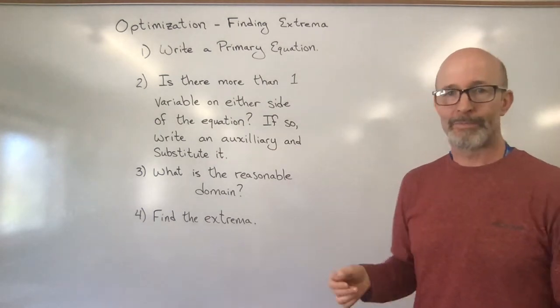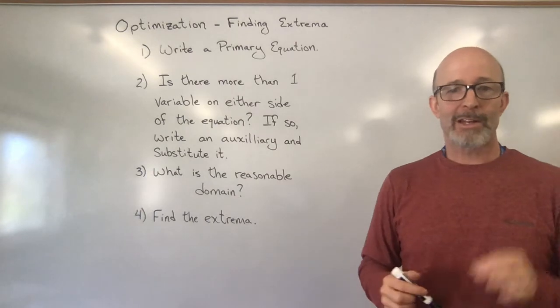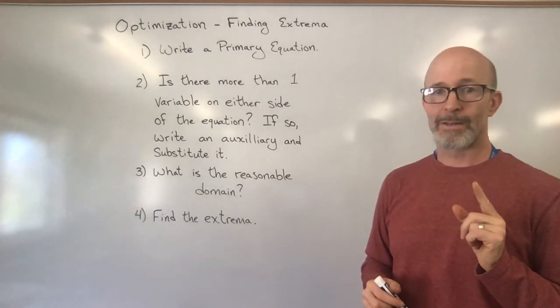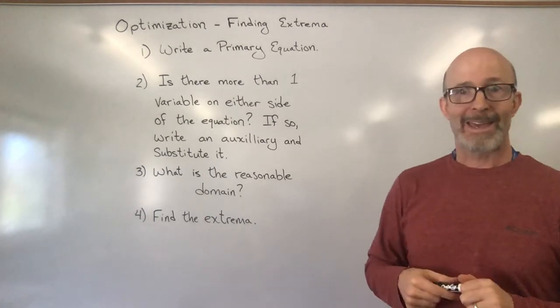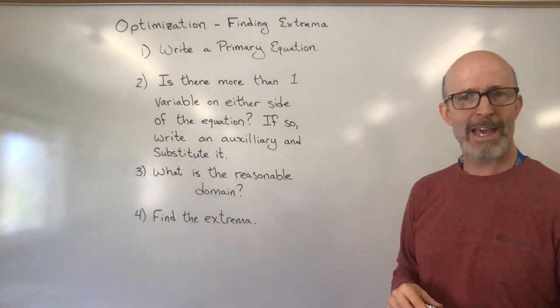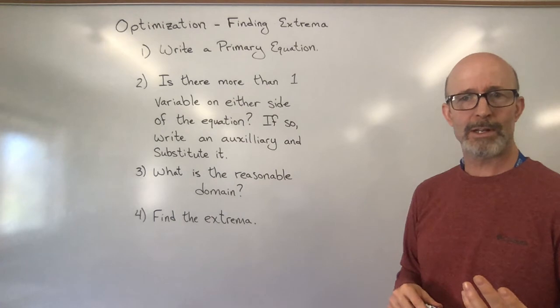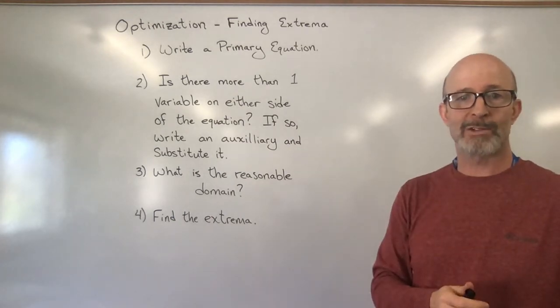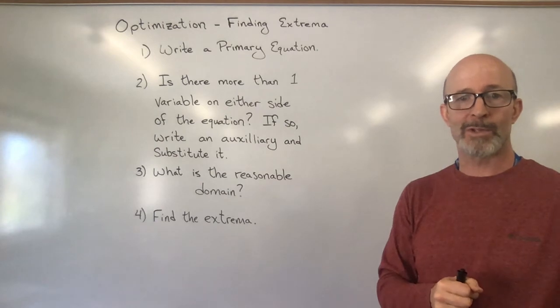You're good to go. Don't forget to pick out a reasonable domain. This is important. I'll show you in a minute, but it's good to know, is it possible to have a negative number for my situation? Is it possible to go beyond a certain value? Sometimes there's limits on how big or small your numbers can reasonably be in the real world.